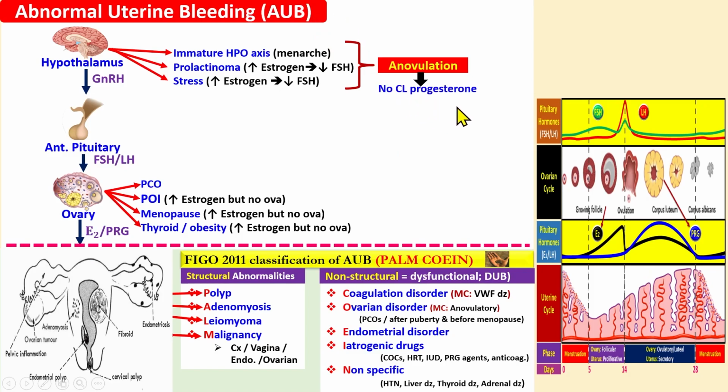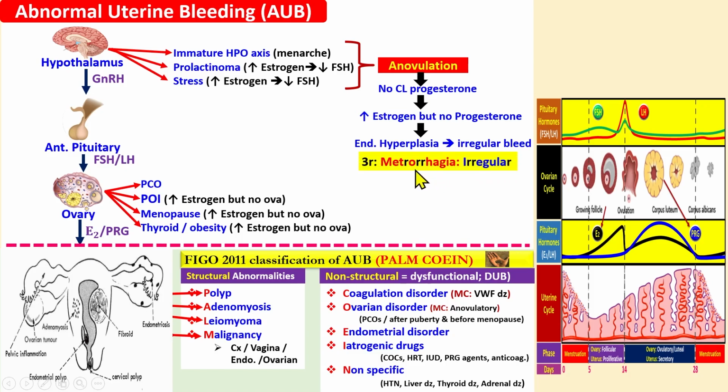No corpus luteum, so no progesterone, but estrogen increases. So what does this cause? It causes endometrial hyperplasia, which causes the irregular bleeding. What is irregular bleeding? Metrorrhagia.